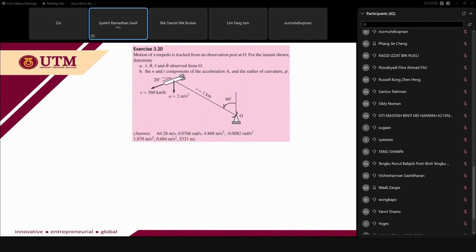The motion of a torpedo is tracked from an observation post at O. So you have the reference point here at O. For the instant shown, determine R dot, theta dot, R double dot, and theta double dot from O. First you need to do the R theta analysis, then the N and T components of acceleration A, and the radius of curvature. First, we draw the axis of R. We know R is always outward from the point. So this is R.